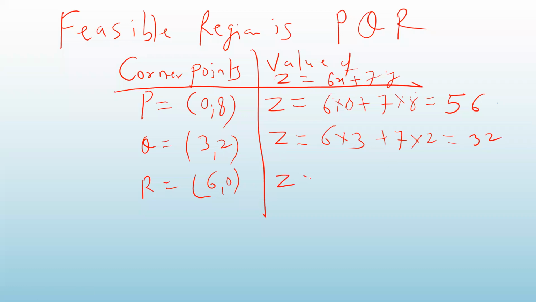What about here? Put x equal to 6 and y equal to 0. So 6 into 6 plus 7 into 0. How much will you get? 36. Correct?